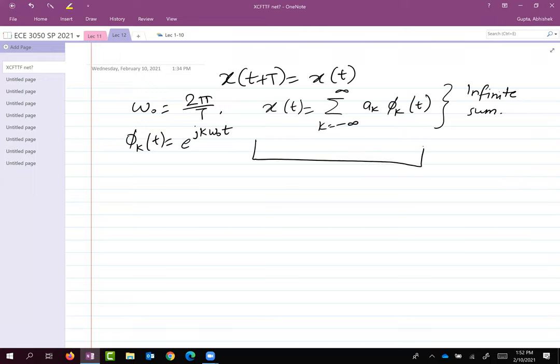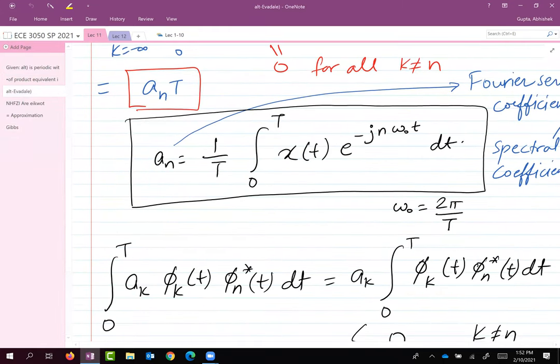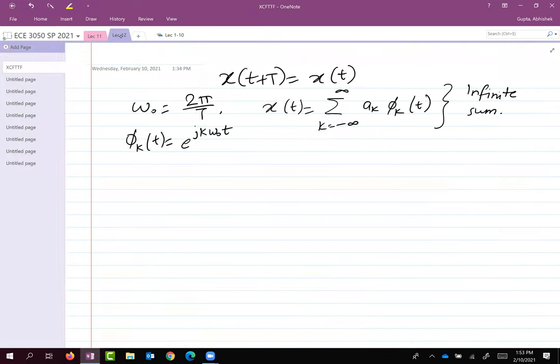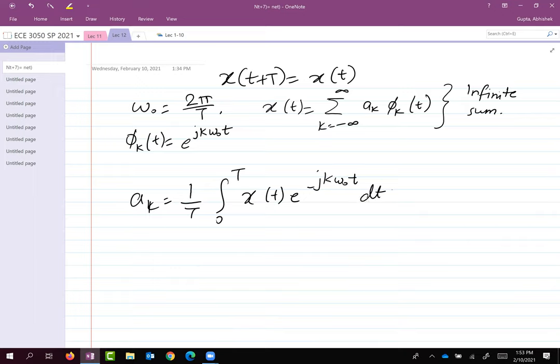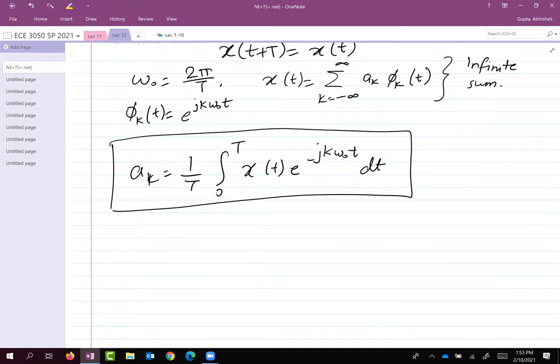And we also figured, let me go back to the equation. Yes, so this is how we compute a_n. So a_n is 1 over T integral of x(t) e raised to minus j n omega naught t dt. So that's how we compute a_n. Let me copy it in that. So a_k is 1 over T integral 0 to T of x(t) e raised to minus j k omega naught t dt. This is how we compute the coefficient, the spectral coefficient of the periodic signal x of t.